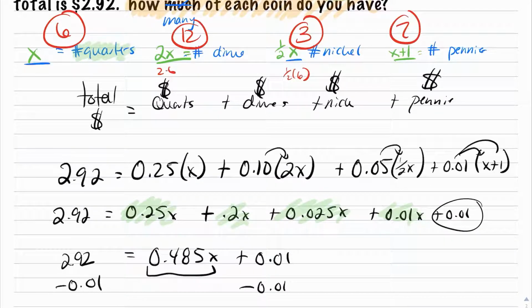And of course, we can check on our calculator. If we take 6 quarters and add it to 12 dimes, and then 3 nickels and 7 pennies, that should give us $2.92. So 6 quarters plus 12 dimes, 3 nickels, and 7 pennies. On my calculator, I'm just typing that in, and I get 2.92. So we know we're correct.